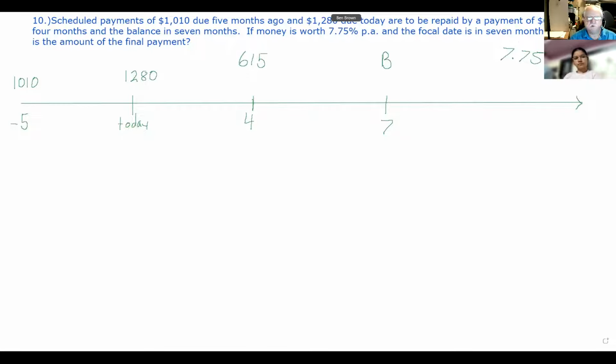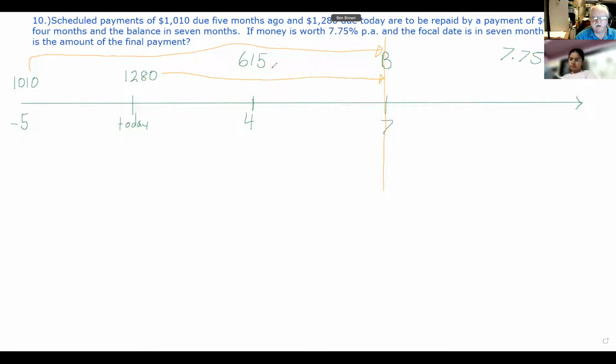So what we're going to have to do is figure out what we're going to use as our focal date. Oh, they've told us the focal date is in 7 months. So that's easy. We know this is our focal date. This is going to have to go forward to the focal date. This one will also have to go forward to the focal date.